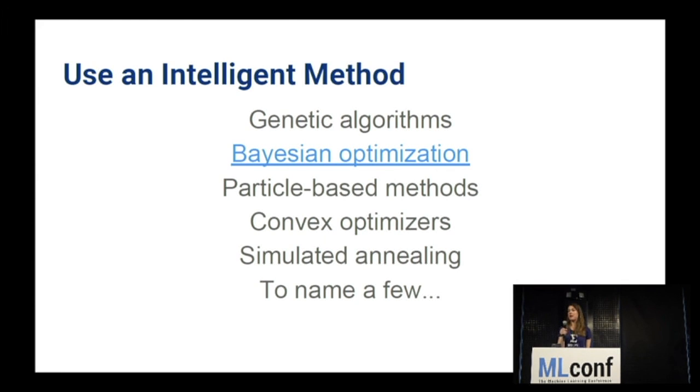Genetic algorithms, Bayesian optimization, which SigOpt is based on, particle-based methods, convex optimizers, and simulated annealing, all have packages that have been written for them in the last several years, so that you can take advantage of the most sophisticated mathematics and parameter optimization out there, and you can build those into your machine learning pipeline to tune your hyperparameters without having to have a PhD in mathematics.